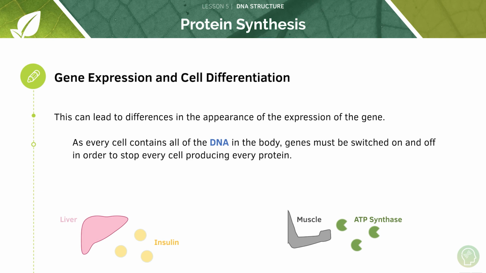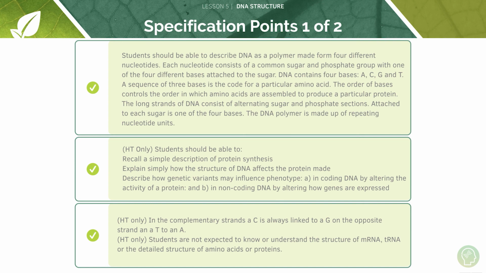So therefore, this shows that genes are being switched on and off in order to regulate which cells are producing which proteins, which means that ultimately our liver cells can uniquely produce insulin and our muscle cells can uniquely produce ATP synthase. So therefore, different cells have different genes turned on and off, and that's controlled by these non-coding regions of DNA in our body.